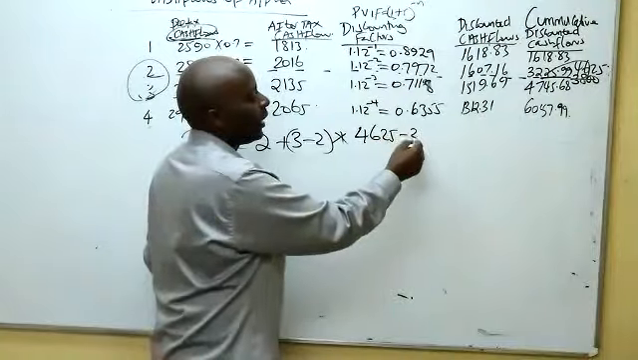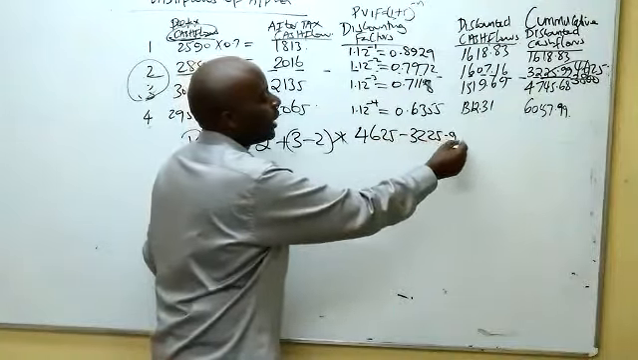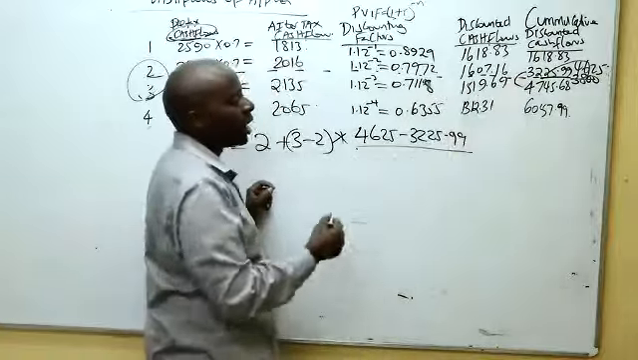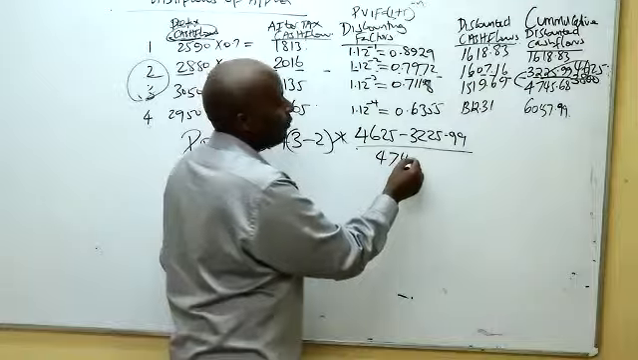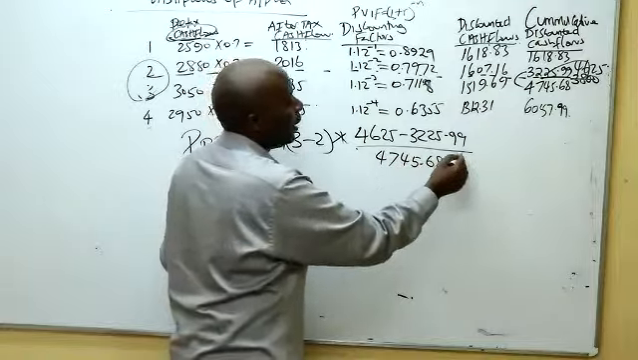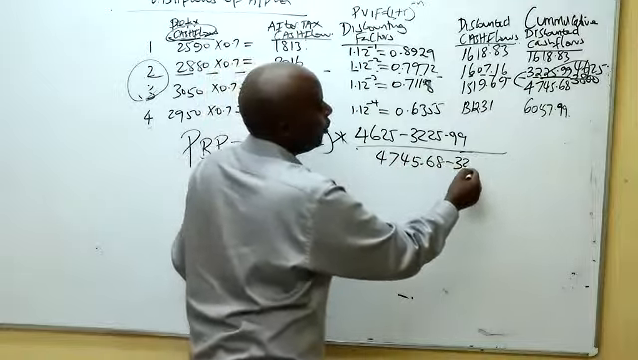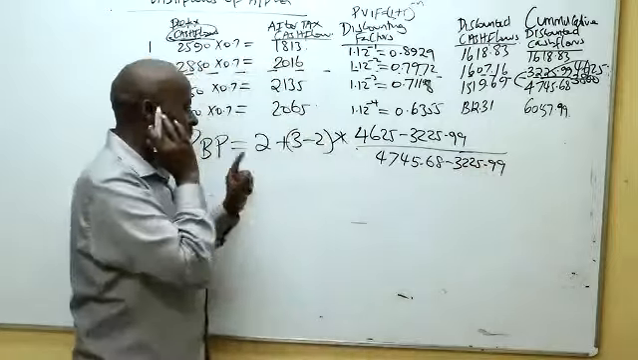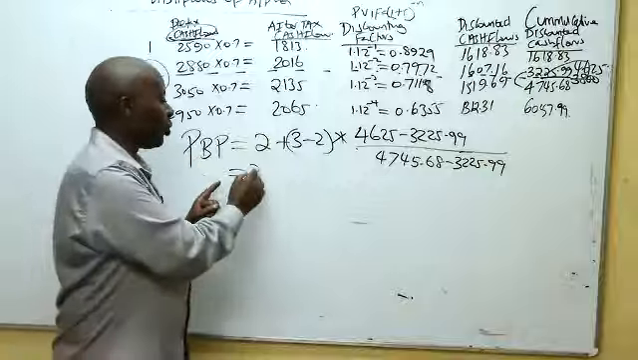So the upper arc we have here is 4625 minus 3225.99 all over the base arc. The base arc, what do we have there? 4745.68 minus 3225.99. So please give me the final answer, but before you reach there, you have to really use BODMAS.